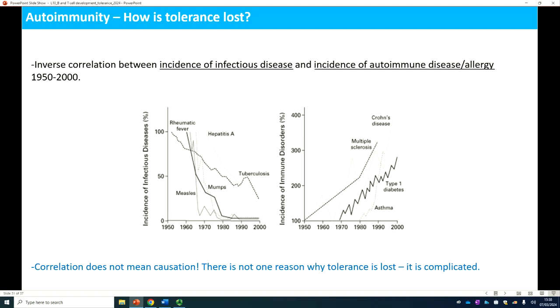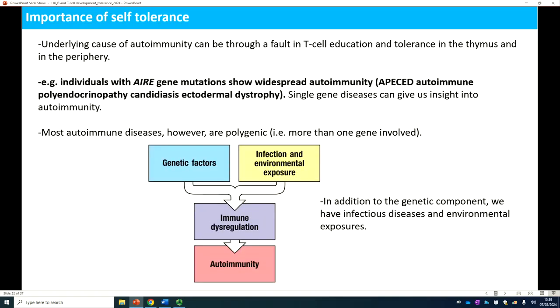And there's not one reason why tolerance is lost. It's actually quite a complicated picture, and as I mentioned, it's something that we'll look at in the third year module, if that's one that you choose. But self-tolerance is obviously very, very important. And we can start to get a breakdown in self-tolerance and the resulting autoimmunity if we have faults in the education of our T cells, but also any faults with tolerance within the thymus or the periphery. That can all lead to that.